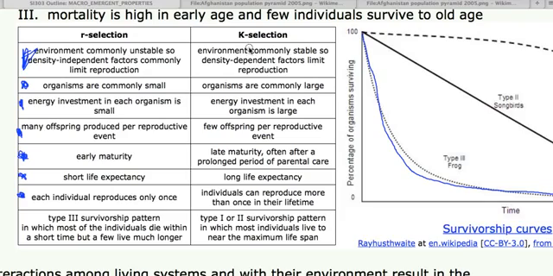Humans are in the opposite category. We're K-selectors. We stabilize our environment. We're much bigger. We invest a huge amount of energy in our kids. We have very few offspring per reproductive event. I mean, twins for people are kind of unusual. We usually just have one baby at a time. And we reach puberty late. Instead of puberty in the first year, we don't reach puberty until at least 12 years of age. But we have a long life expectancy, and we usually can reproduce more than once in our lifetime.